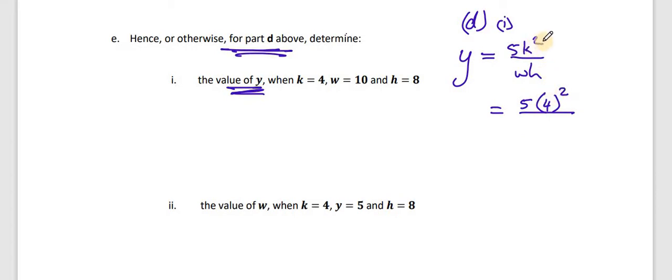Some people, when they substitute in, put the square inside. No. You're replacing only K, not K squared. You're giving the value for K. So it's 5 times the square of K. So what is K? 4. Over W times H. What's W? W is 10, in the bracket. And H, put in a bracket. H is what? 8, right?